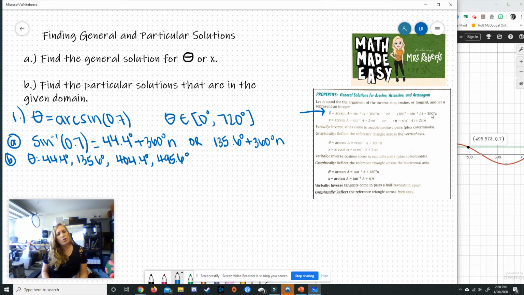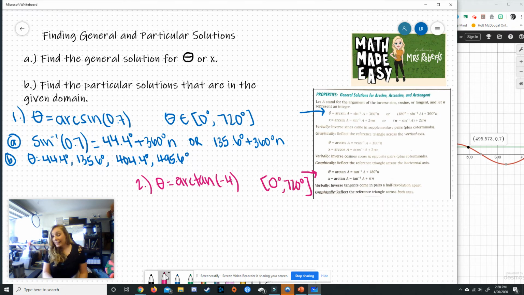Okay, let's try one that's not sine. Let's try maybe a tangent one. So let's call this question 2. Let's say that theta is arctangent of -4. And because we're looking at arctangent, we are going to use this here. And we're going to be in that same domain of 0 degrees to 720 degrees.